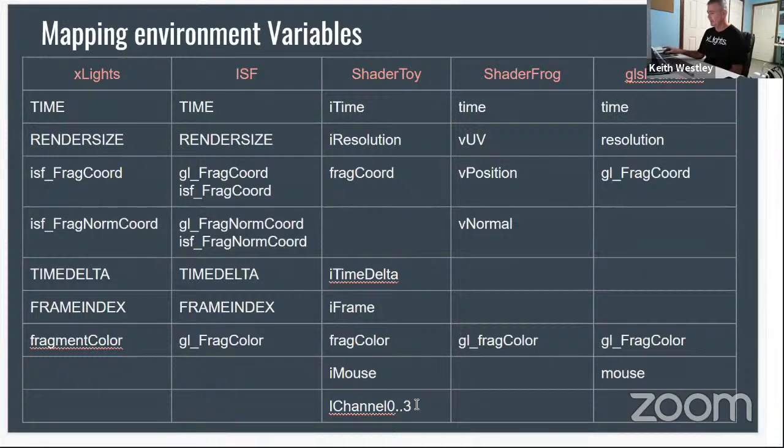And some of them have mouse support, and this iChannel 0 to 3 on Shader Toy is how it accesses underlying images and the like, which we don't. We use the parameters in xLights. And I think that was all I had as a presentation.